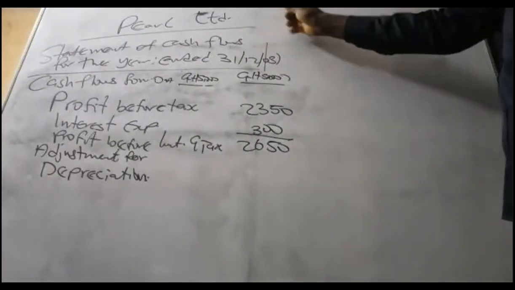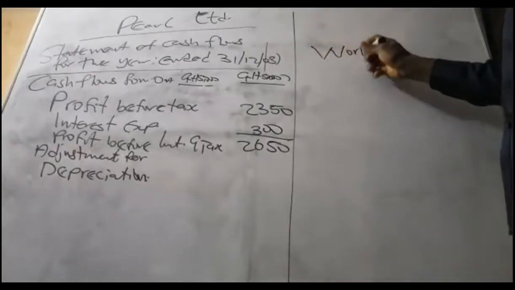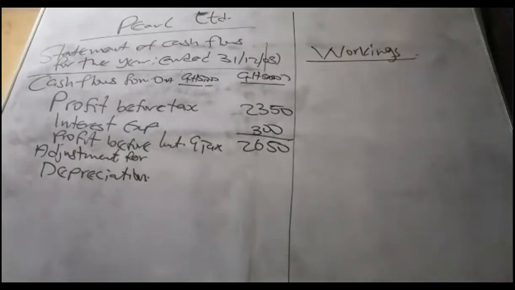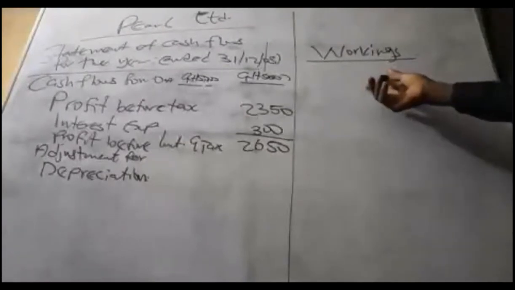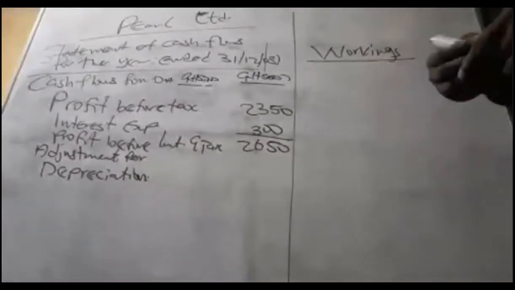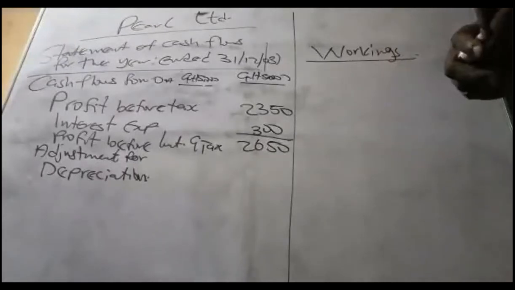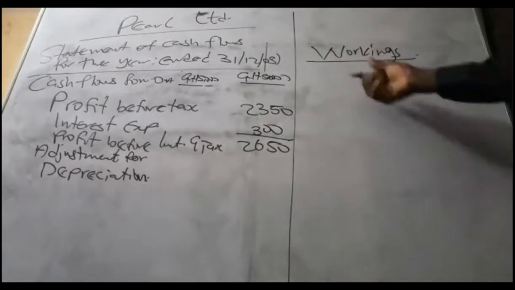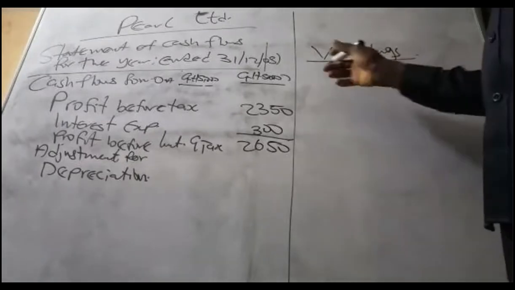So workings. The very first working, this one will be on the third page. Your cash flow normally contains one and a half pages. Good. So working one is the depreciation. So I write here depreciation.